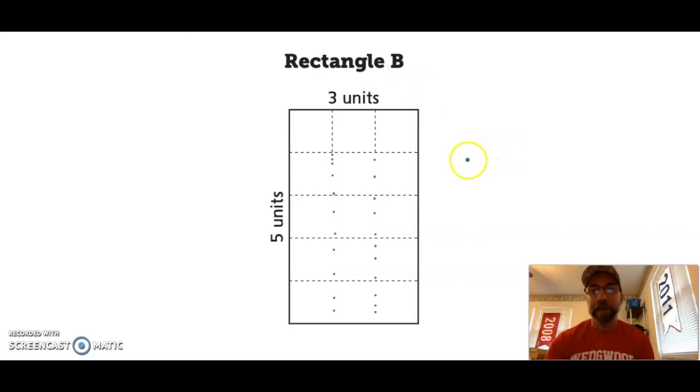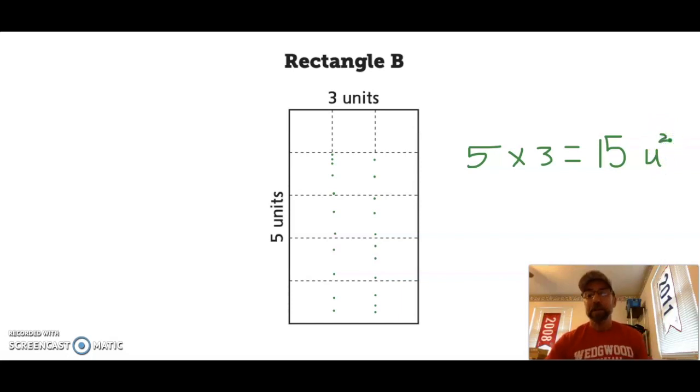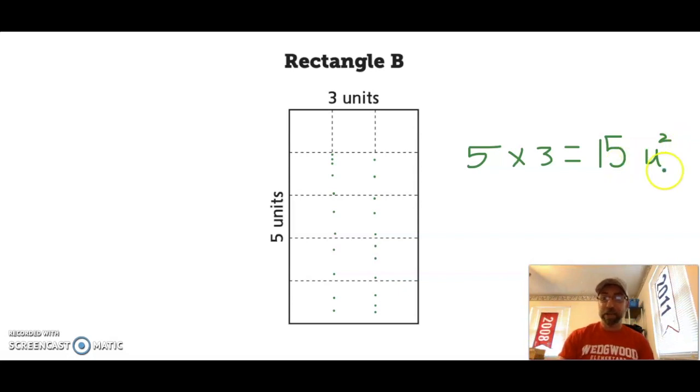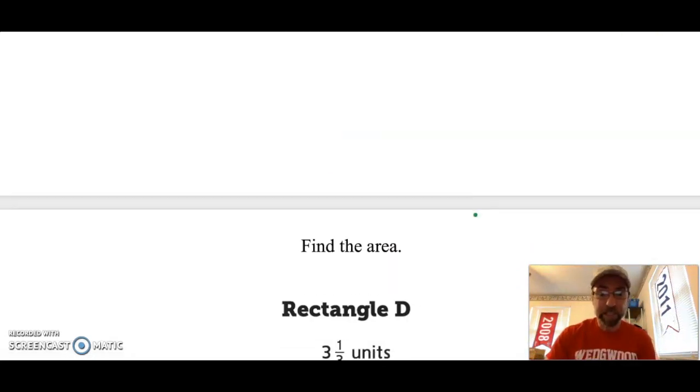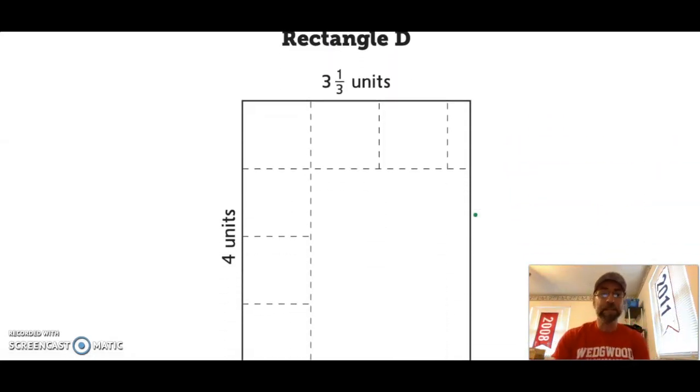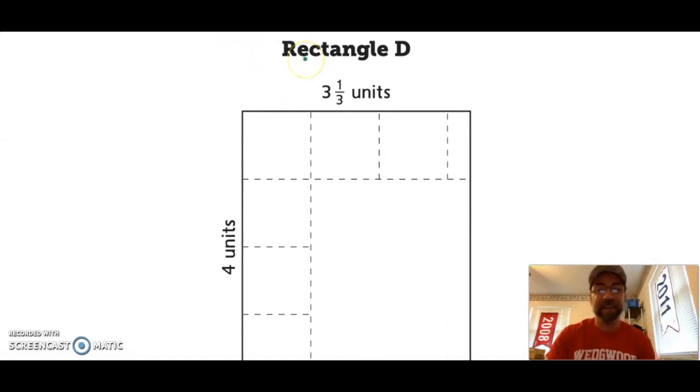All right, hopefully you found out that 5 times 3 equals 15 units squared. I'm going to put that little exponent 2 there. That means squared. 15 units squared. Let's look at another one. Oh, this time it's a little bit different. This takes us into 5th grade math.